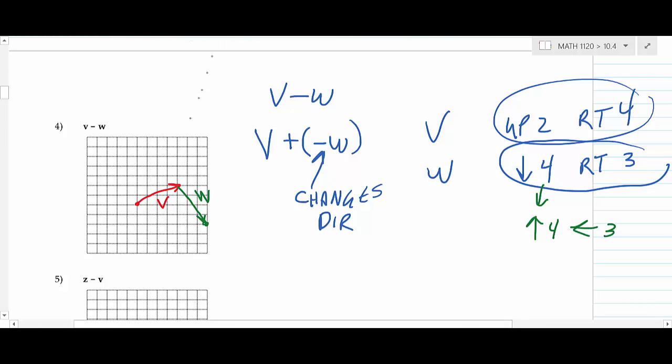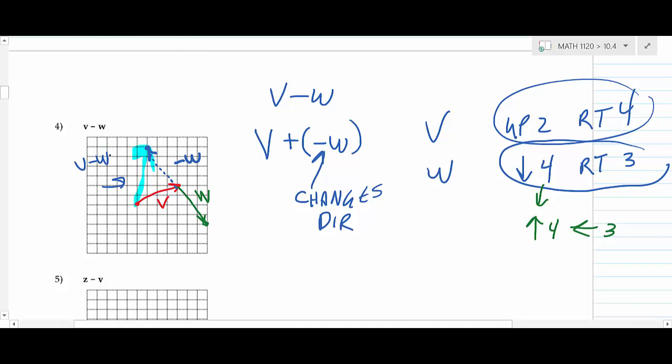So let's go at the tip of that vector v, and now go up 4, 1, 2, 3, 4, and then to the left 3, 1, 2, 3 like that. And then this will be your vector negative w. We just changed the direction. Now what's the answer to this problem? It's just from the beginning of your journey to the end of your journey. That's your vector right there. So your final answer would be this vector from there to there. You can label that as v minus w.